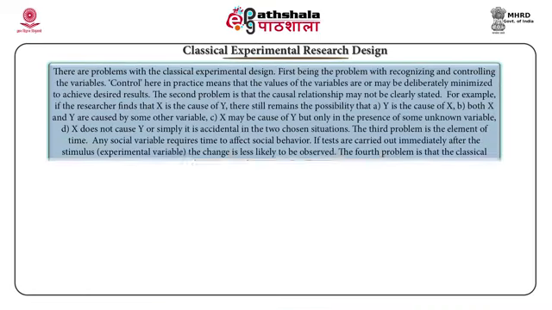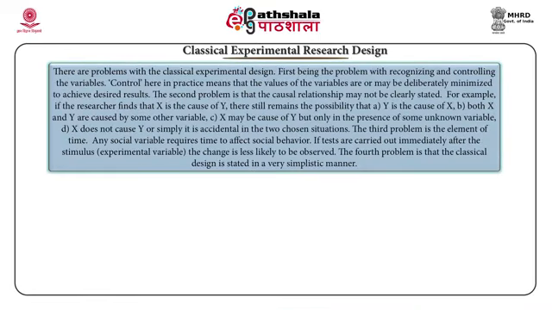There are problems with the classical experimental design that I have been presenting so far. First is the problem of recognizing and controlling the variables. Control here in practice means that the values of the variables are or may be deliberately minimized to achieve desired results. The second problem is that the causal relationship may not be clearly stated.